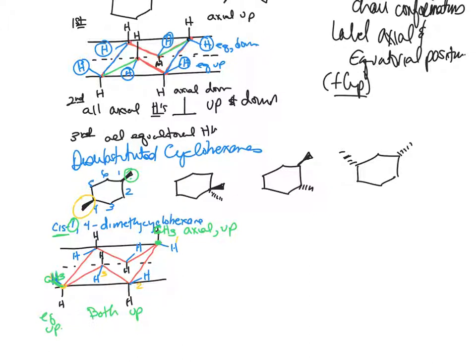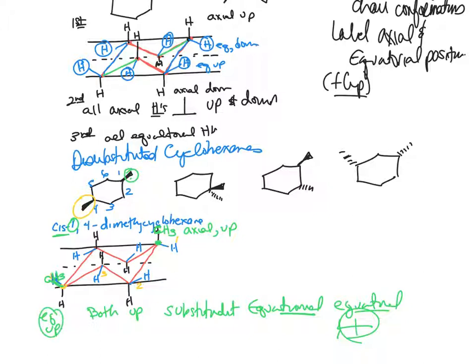Now, the lowest energy conformation puts your substituents in equatorial positions. So the bigger the substituent is, the more likely it's going to be in the equatorial position. We sometimes call these locking groups, like the tert-butyl group is a locking position. 99.9% it's going to be in the equatorial position. Here we have an equatorial up and an axial up.